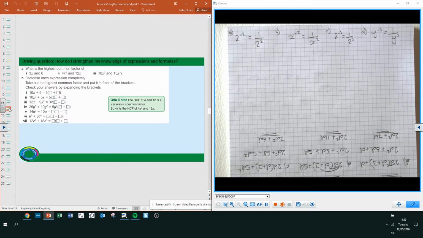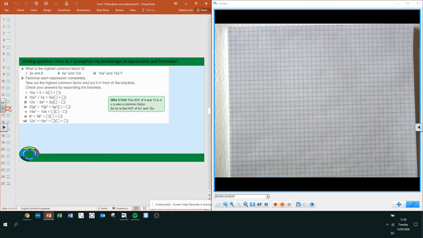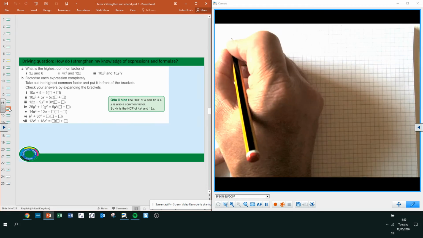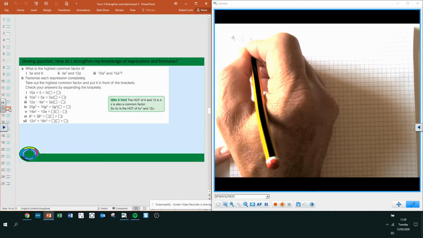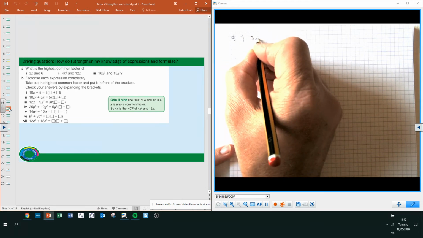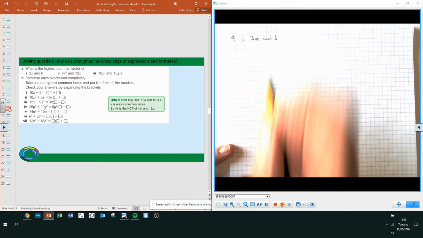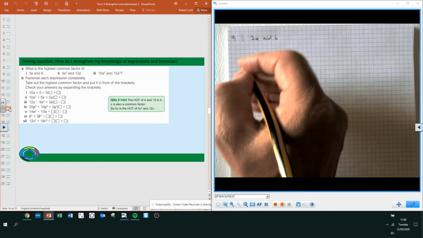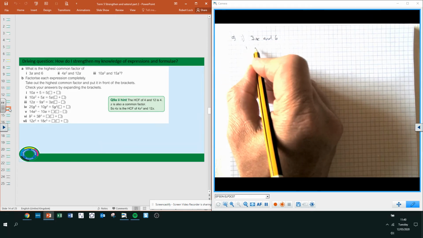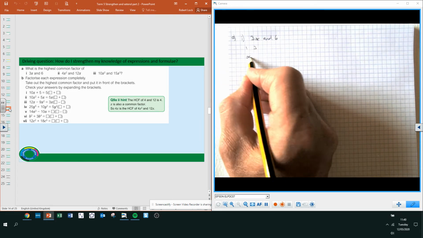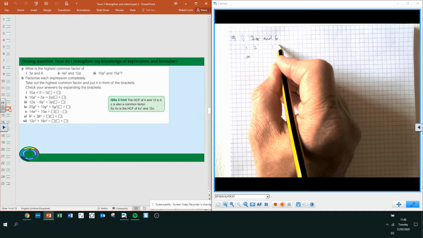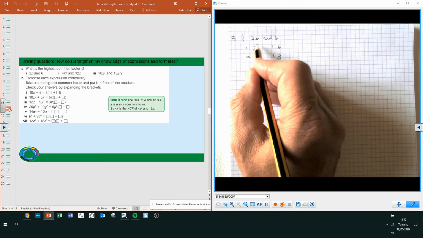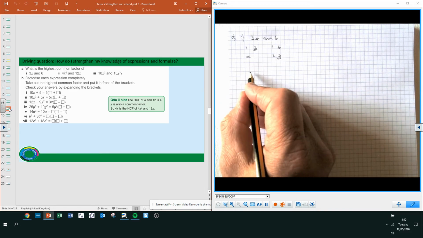Next one. What are the common factors of a number? What is the highest common factor of 3x and 6? Pause. Have a go. When you're ready, come back. Factors of 3: 1, 3. Factors of 6 are 1 and 6, 2 and 3. 3 is the highest common factor, and no other letters there, so the answer is 3.